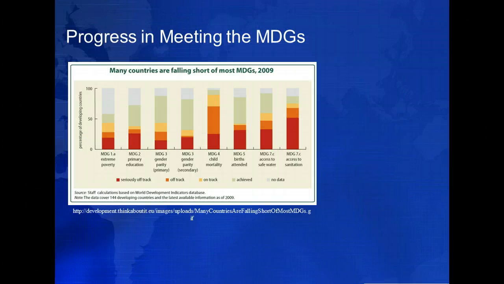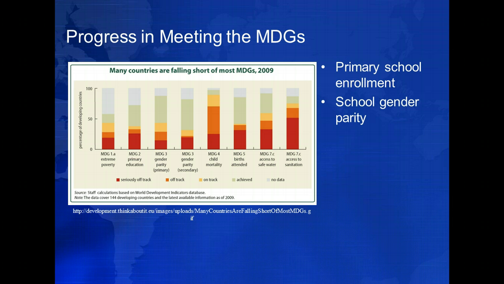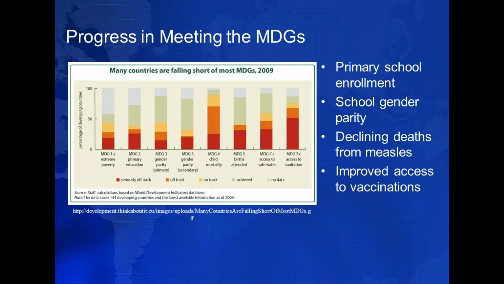To be clear, there have been some real successes that should be celebrated. Primary school enrollment has reached 90% in 8 out of the 10 regions, and the gender parity rate in primary schools has improved to 95% in 6 out of 10 regions. Deaths from measles were cut by 1/3 between 2000 and 2006, and the vaccination rate for children in the developing world exceeded 80%. And 1.5 billion people gained access to clean drinking water.